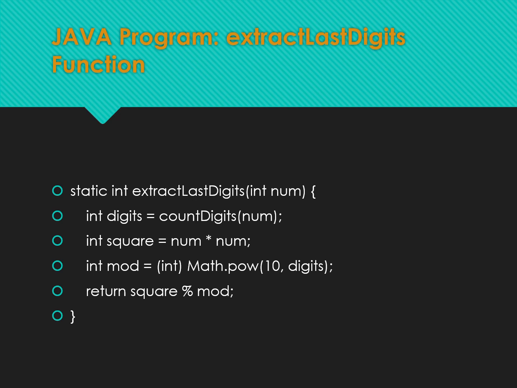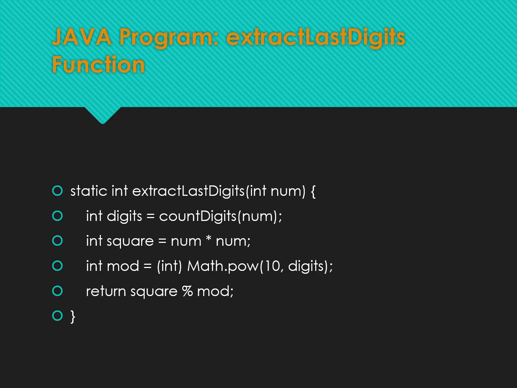In this slide, we'll focus on the extract last digits function, the core logic that helps determine whether a number is automorphic. Let's break it down step by step. This function accepts an integer num as input. Its job is to return the last n digits of the square of that number, where n is the number of digits in the original number. Why? Because that's how we check if the number matches the ending part of its square.